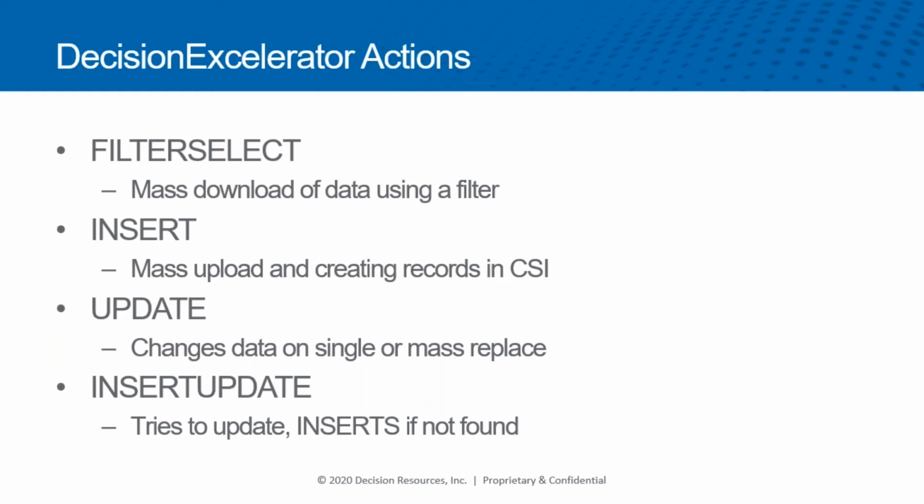Update can change data. You can change single rows of data, or you could do a mass replace. I could say, for example, change all the product codes to purchase parts, and it would do it. Then insert update is a new feature. What it does is it tries to update the record, but if it can't find the record, it automatically inserts it. So it's kind of the insert and the update combined. In the past, to insert a record, you had to be sure it wasn't already there, or to update a record, you had to be sure it was already there. Insert update does both.